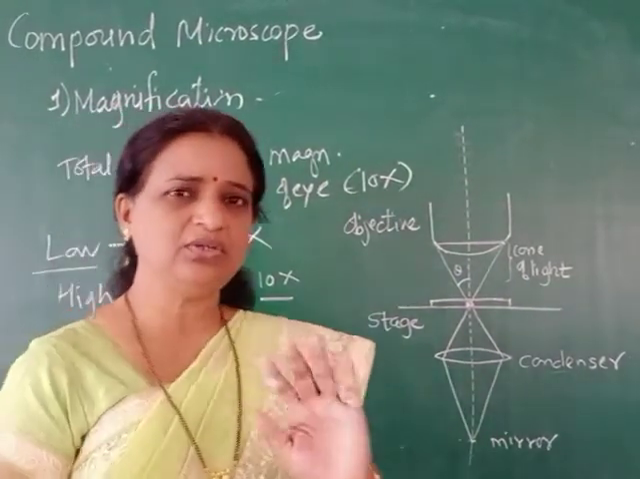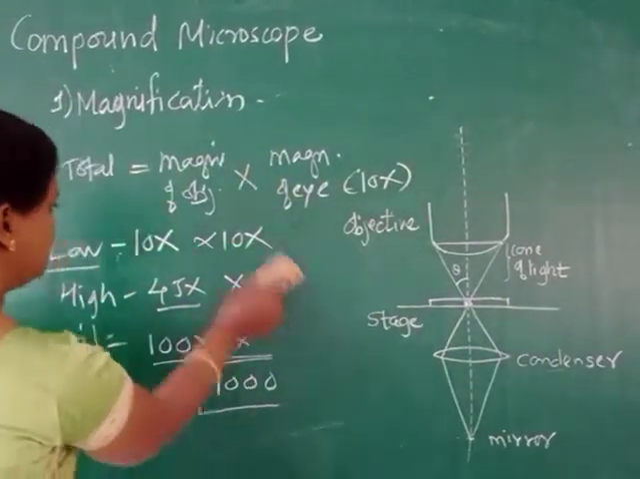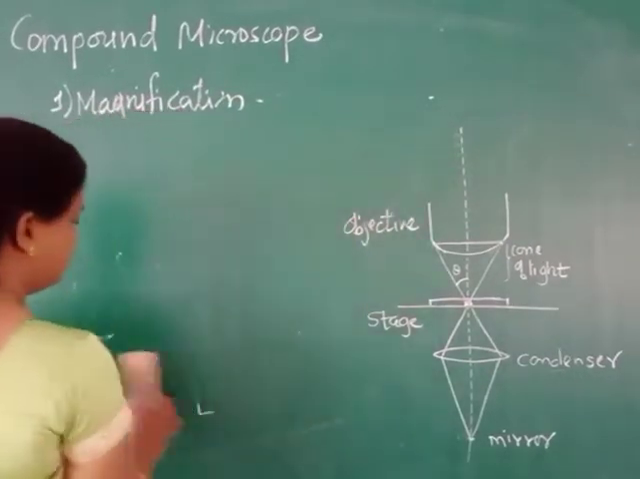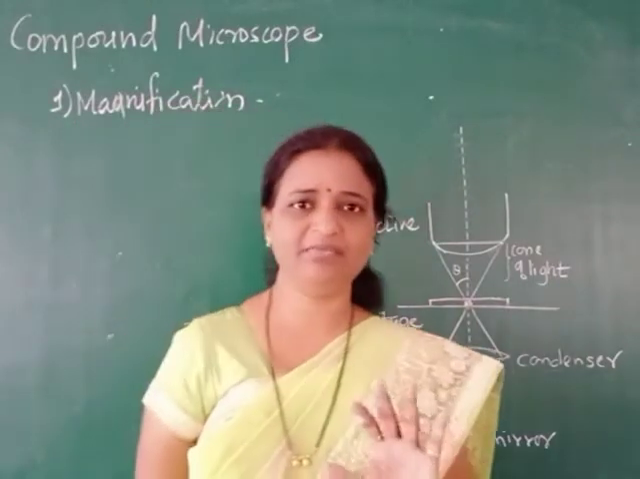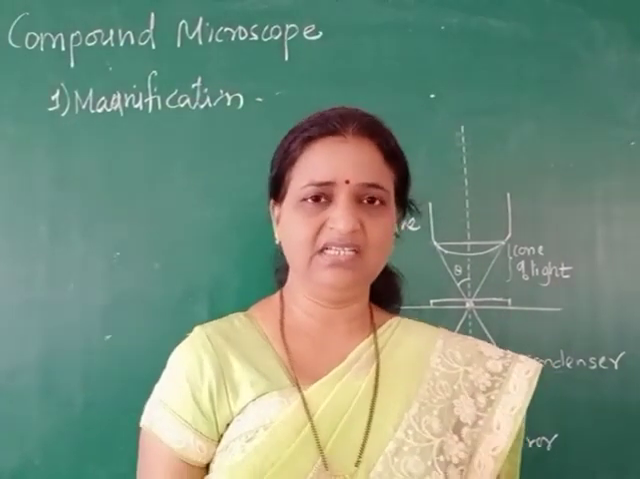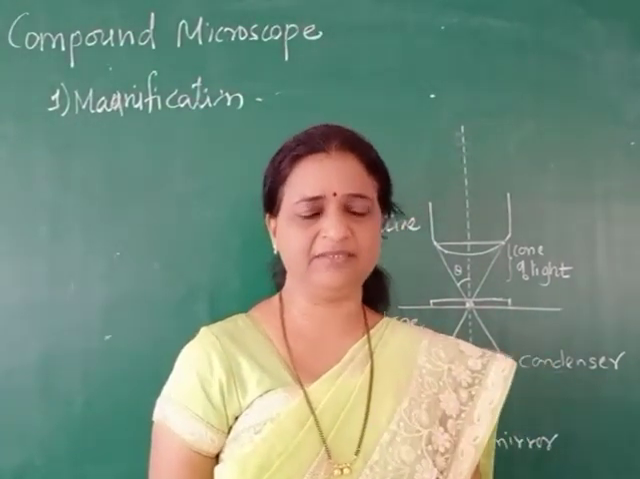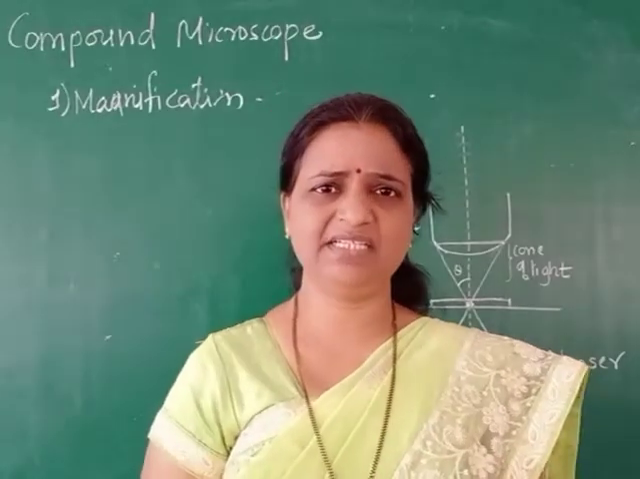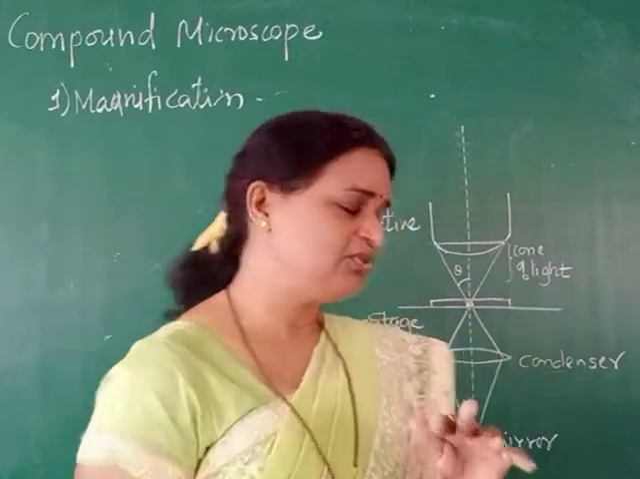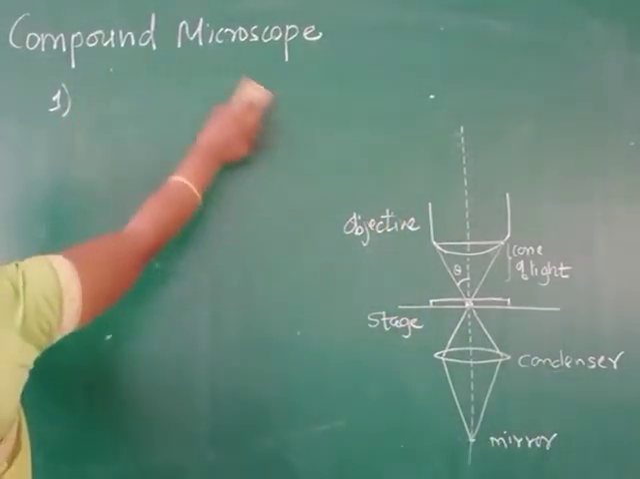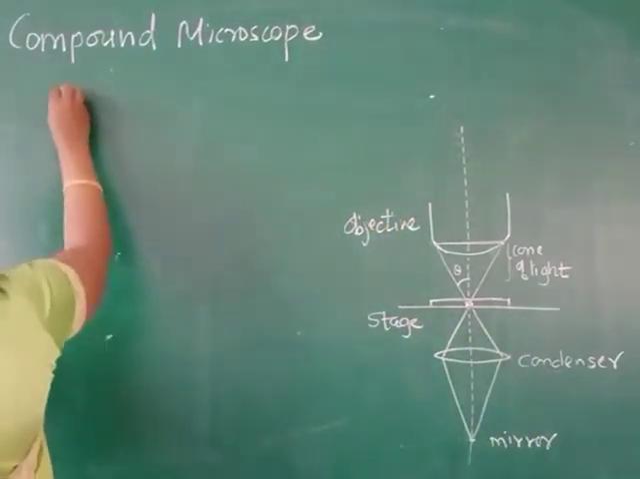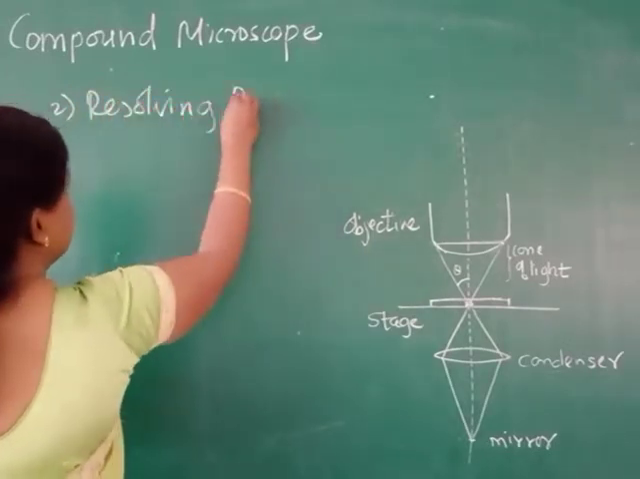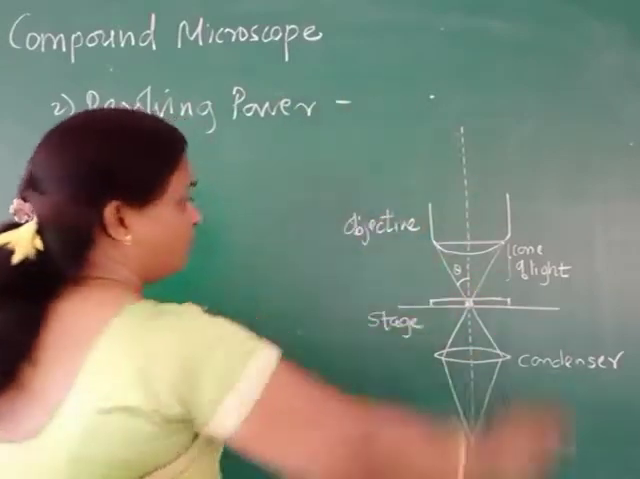So that is the total magnification of the compound microscope. That term is called magnification. Now next, as I told, magnification alone is not sufficient, because while magnifying there may be loss of some details, and the image may get blurred. So the second term is very important, and that is the resolving power of the compound microscope. What is the resolving power of a compound microscope?